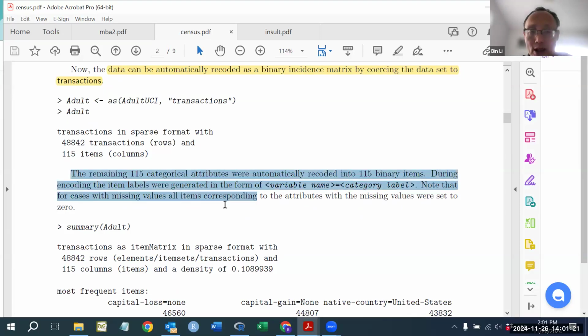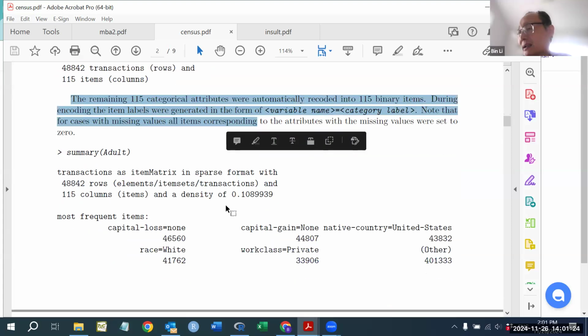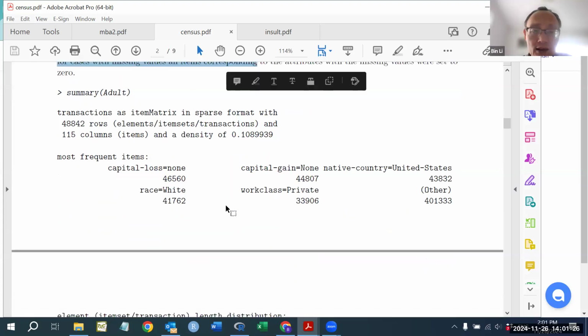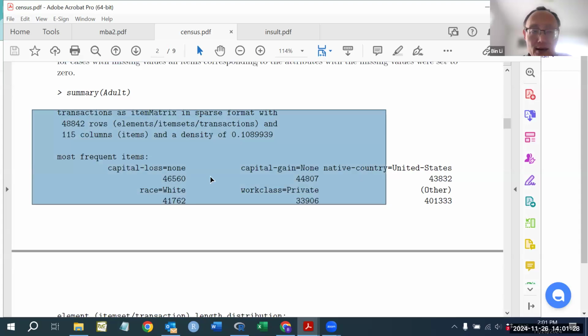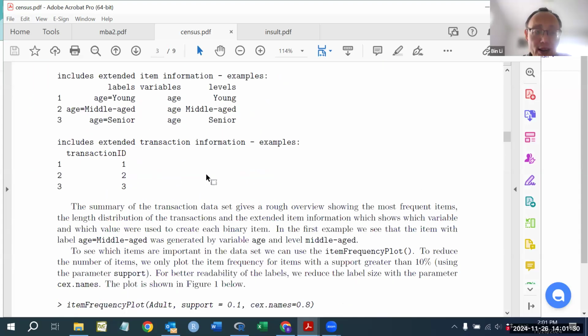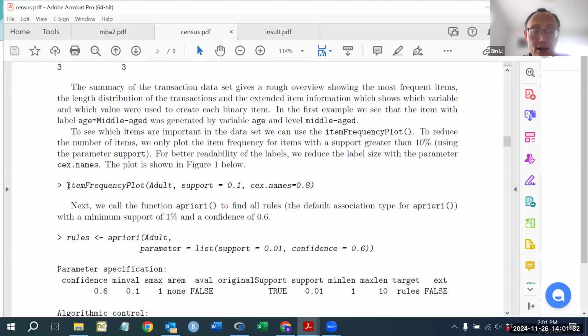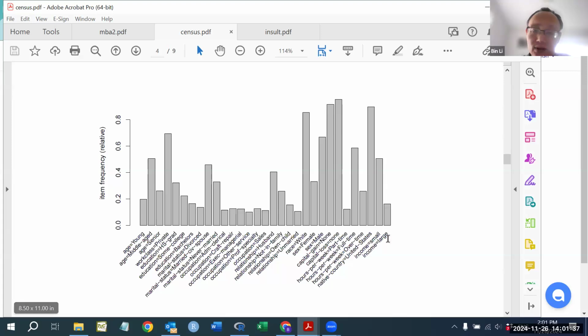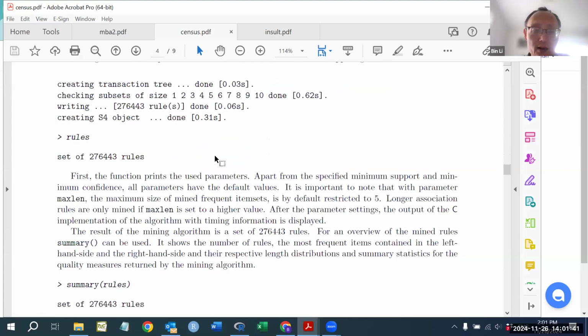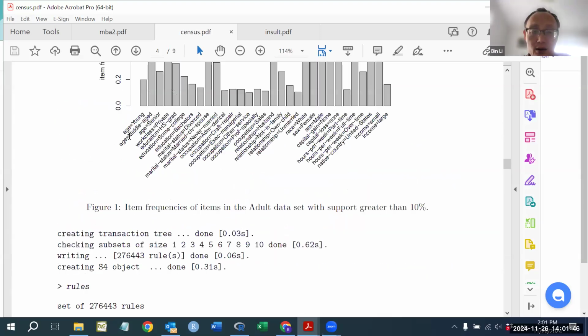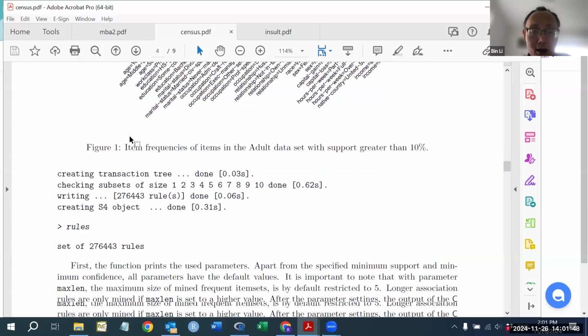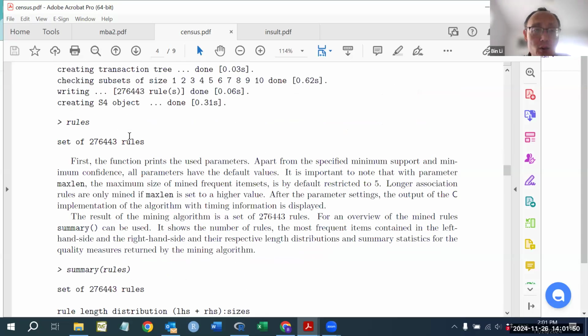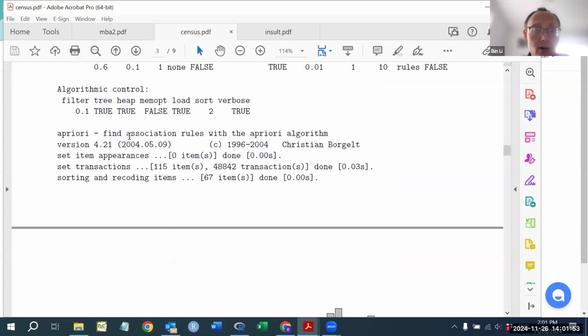So now this is a transaction database, and we can apply the association rule mining. This is the summary of the data set. Then we can run the item frequency plot to show those frequent items. Okay, so these are the frequent items. And then we can apply the apriori algorithm.